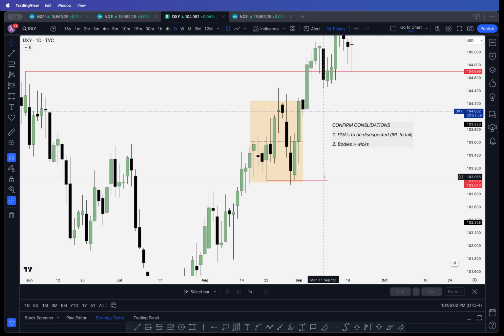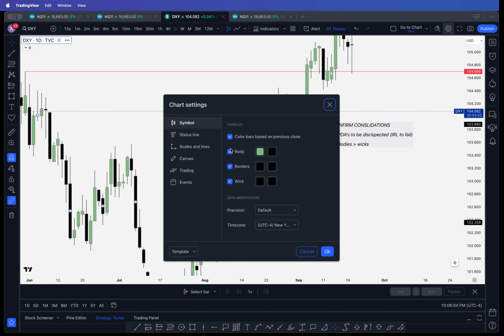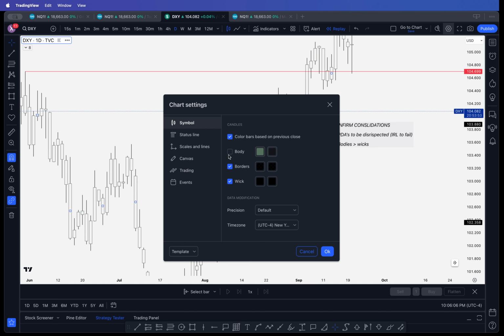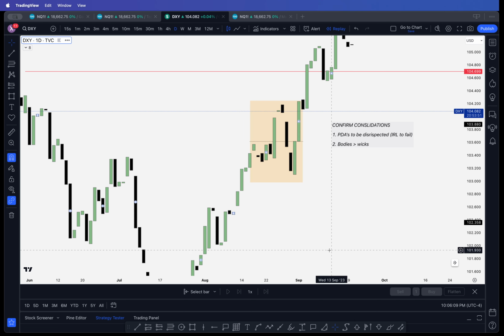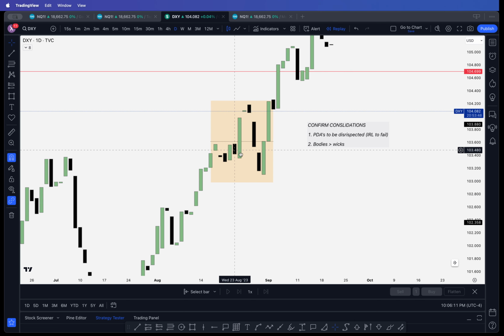Okay. Let's do a quick exercise and turn off our candle wicks. And I want you to pay attention to the bodies. The bodies in here are closing inside of these higher time frame inefficiencies. But as you'll see with these wicks, without us looking at the wicks, what we can expect is the wicks to be closing below the previous wick.